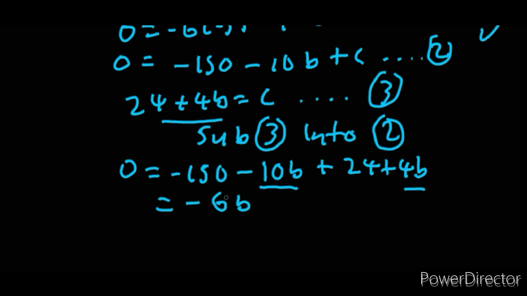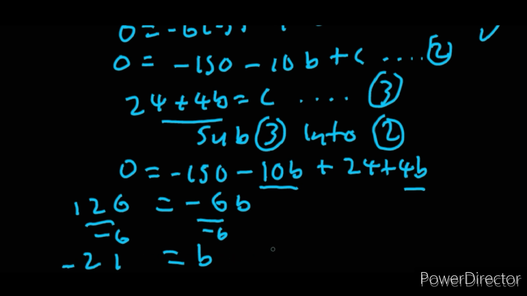And then so far we're going to have minus 150 plus 24, which should be minus 126. So if I take it to the other side, it's going to be positive 126. If I divide both sides by negative 6, I know that 120 is divisible by 6 to give me 20, and 6 is divisible by 6 to give me 1. So therefore my answer is going to be negative 21.